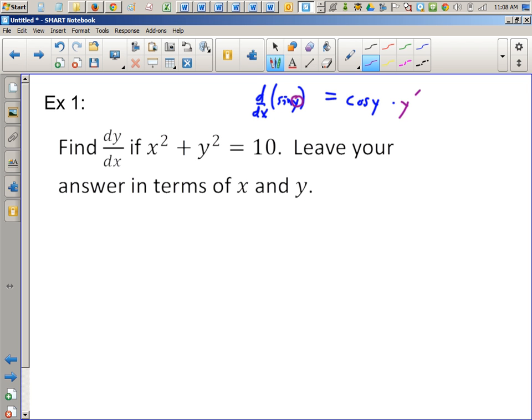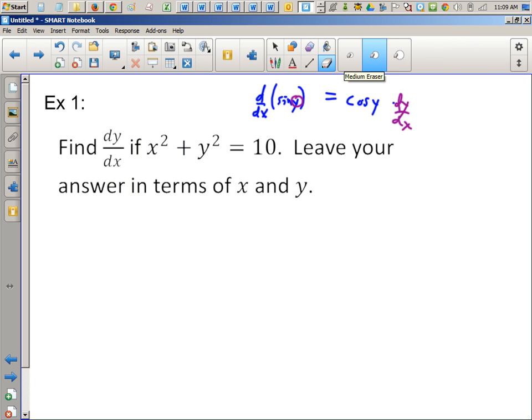What's the derivative of sine x? Cosine x. We don't really need the chain rule there. But the derivative of sine y, we need the chain rule because we're ddxing a y. So at some point we're going to need a dy dx. That's this guy right here. Now I like to write cos y prime. That's what I like to write. Mr. Lynch likes to write cos y dy dx.